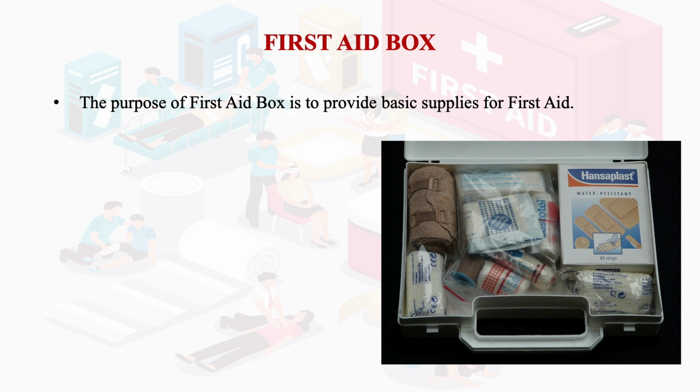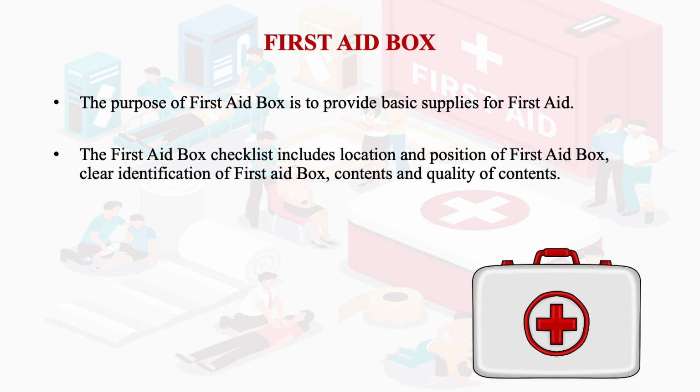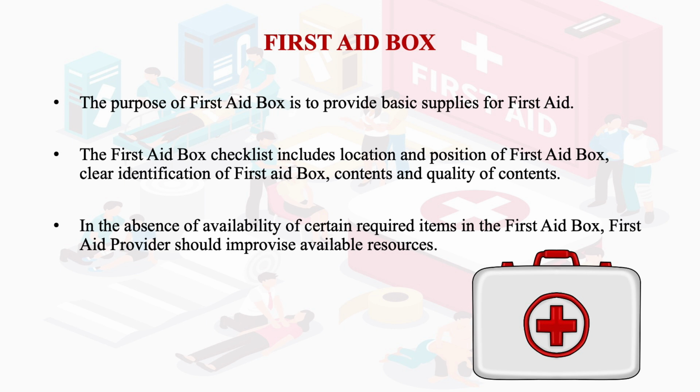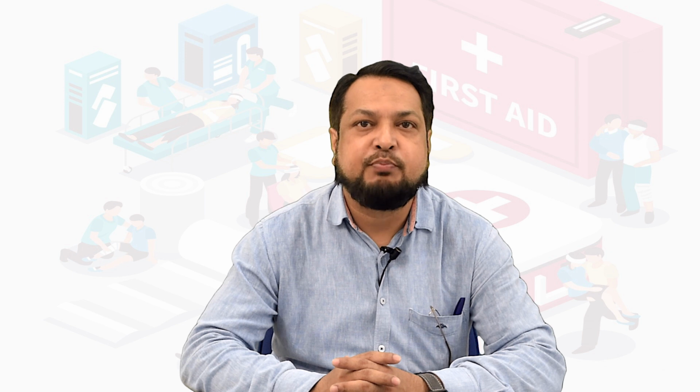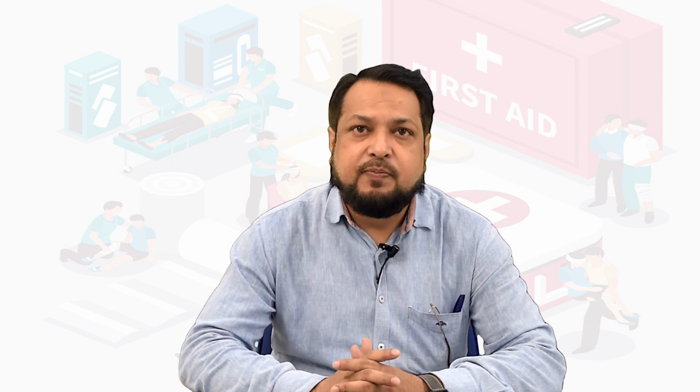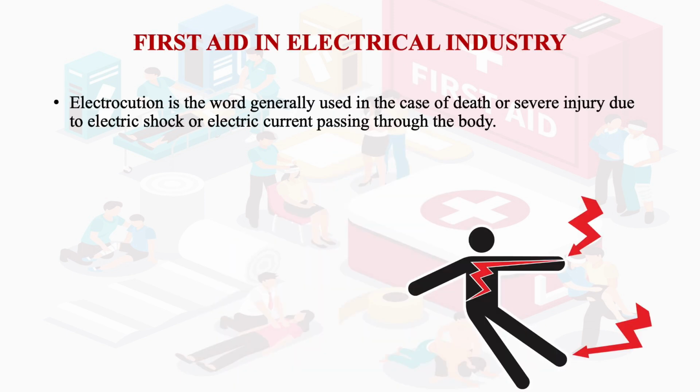Look at first aid box. The purpose of first aid box is to provide basic supplies for first aid. First aid box can be effectively used in controlling bleeding, preventing and treating shock, and treating conditions of burns. The first aid box checklist includes location and position of the first aid box, clear identification of the first aid box, contents, and quality of the contents. In the absence of availability of certain required items in the first aid box, first aid provider should improvise available resources. Now, we are moving towards our actual discussion with this brief introduction towards the first aid in electrical industry.